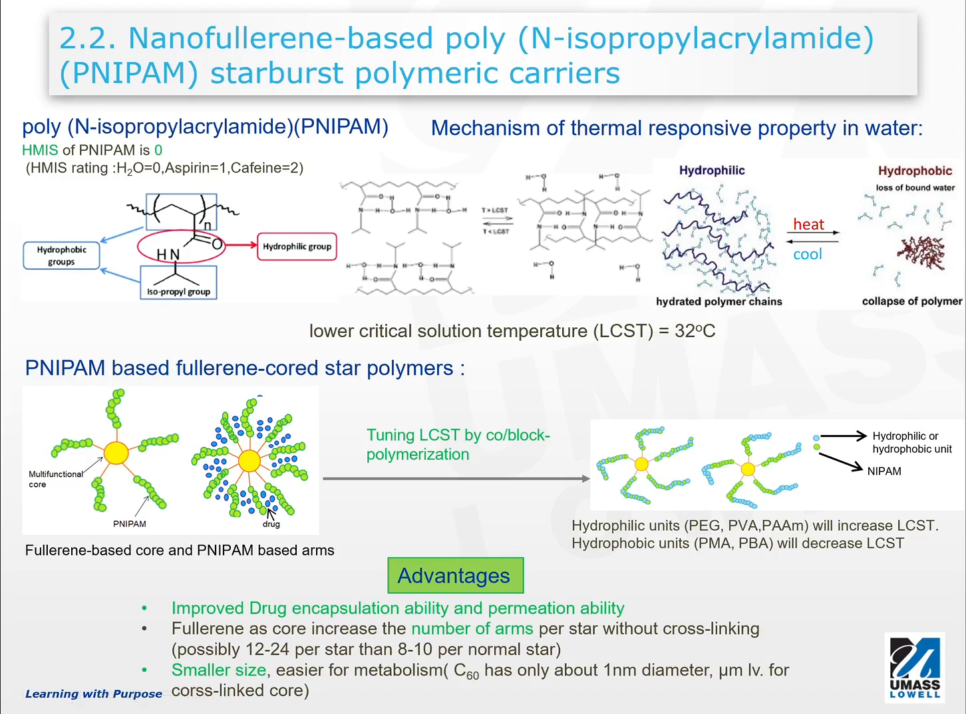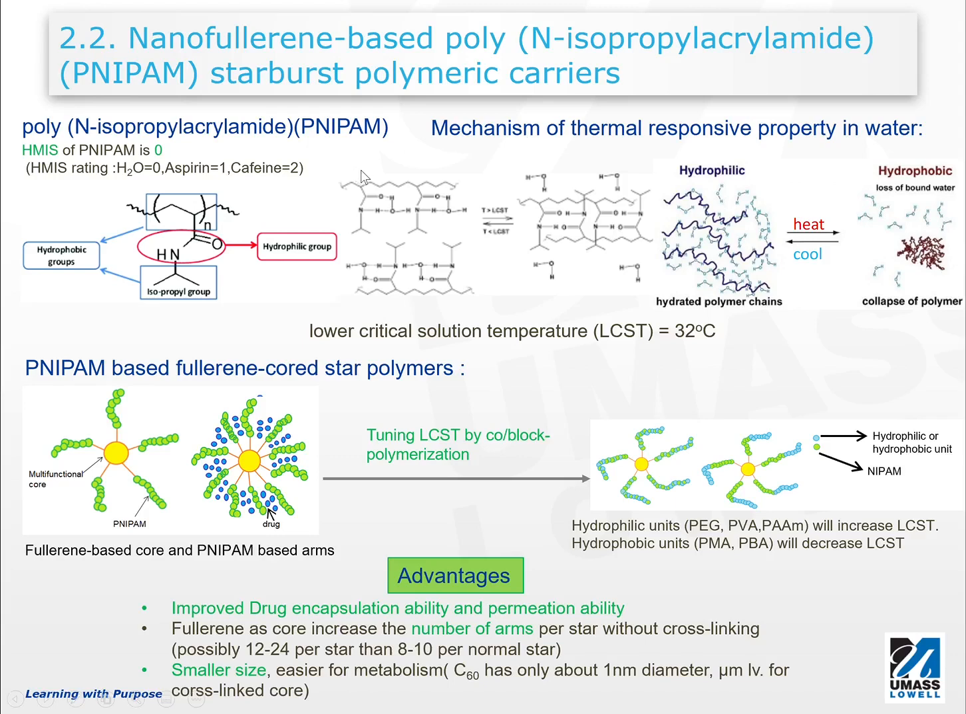That means once it's dissolved in water, when the temperature goes over 32 degrees, they will shrink and precipitate from the solution. Once the temperature is lower than 32 degrees, they will be swollen and remain soluble in the solution. The mechanism behind this phenomenon is still unclear. However, the most acceptable mechanism is shown here.